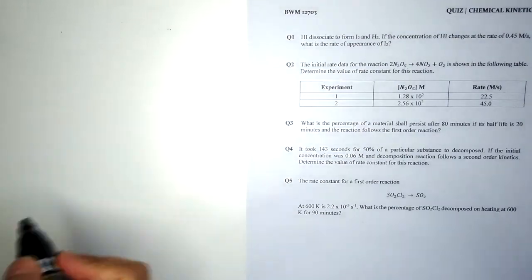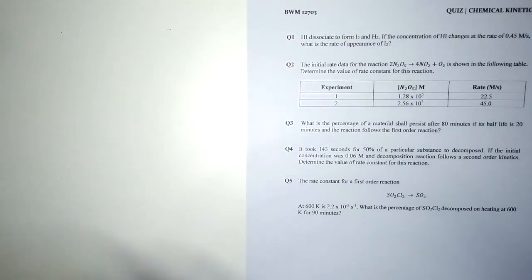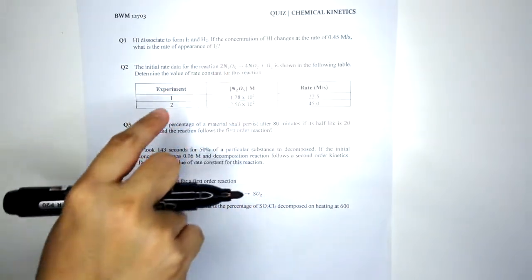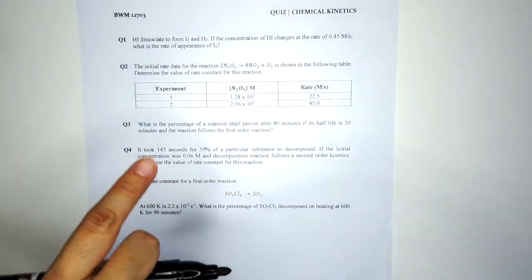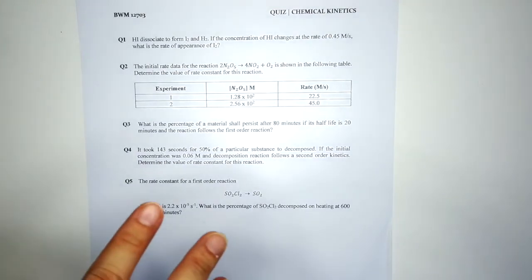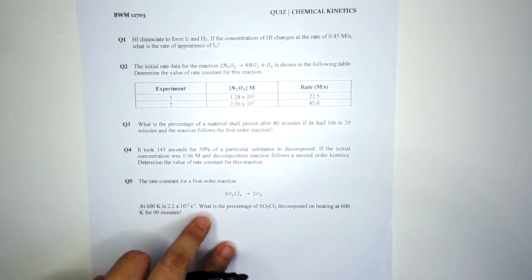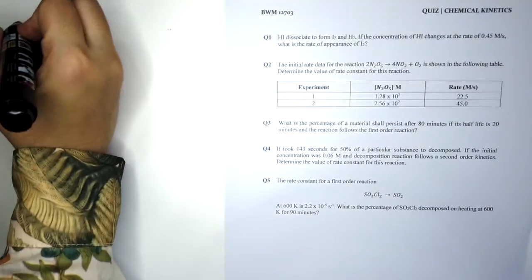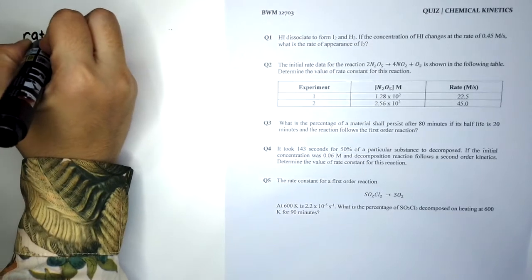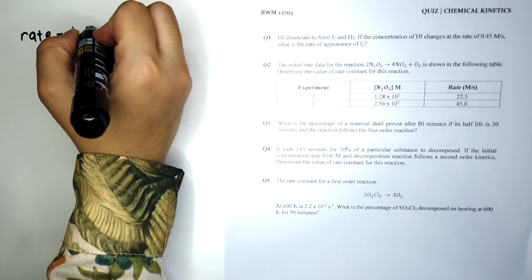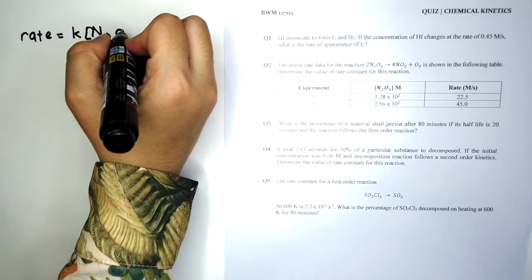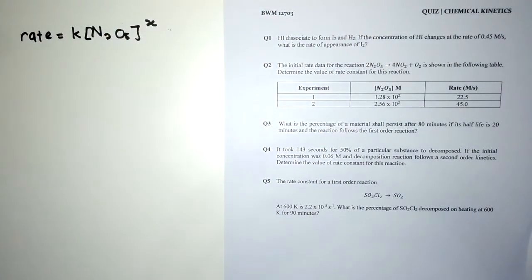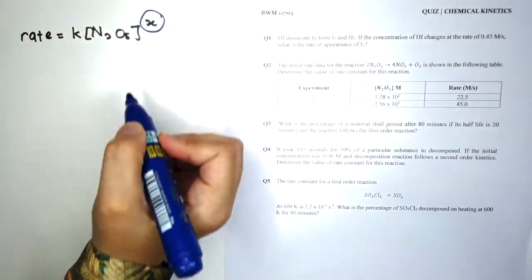In order for you to get the value of x, because you only have one reactant, in the rate law you only look into the reactant, not the product. So the rate is equivalent to k [N2O5] to the power of x. So it's crucial for you to find this value of x.